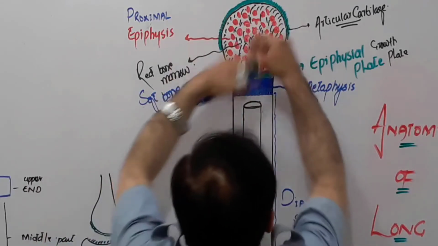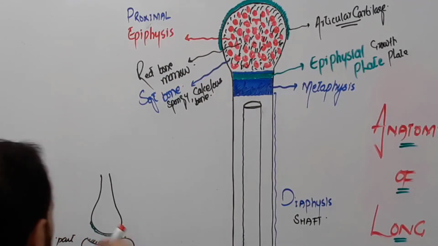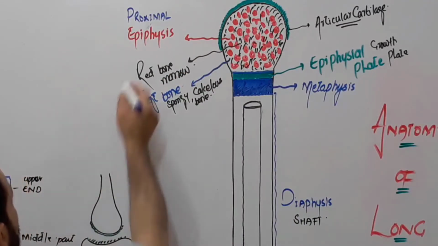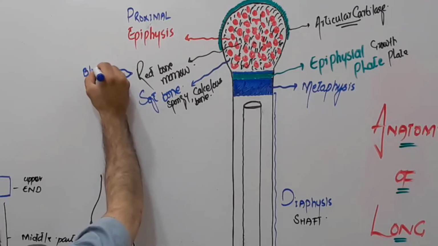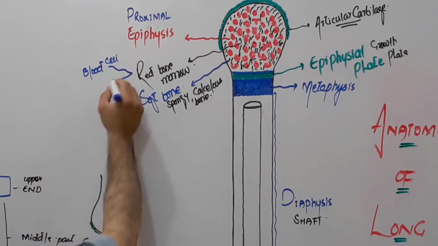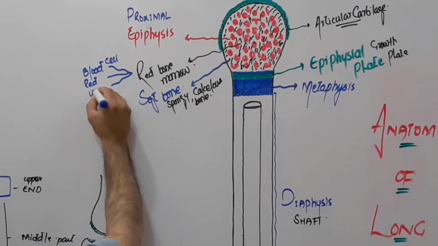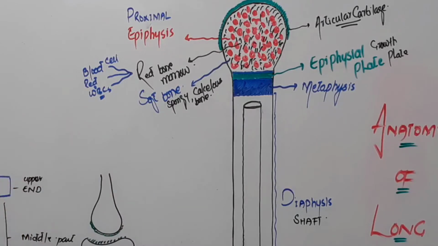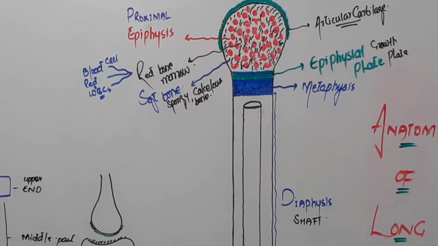So around the red bone marrow you have what? Soft bone, and this red bone marrow is actually responsible to make your blood. It makes your blood cells, and you know how many types of blood cells you have? Red blood cells and you have white blood cells. So all the blood cells of your body, I mean red blood cells and white blood cells, are made by this red bone marrow, not by the yellow bone marrow.